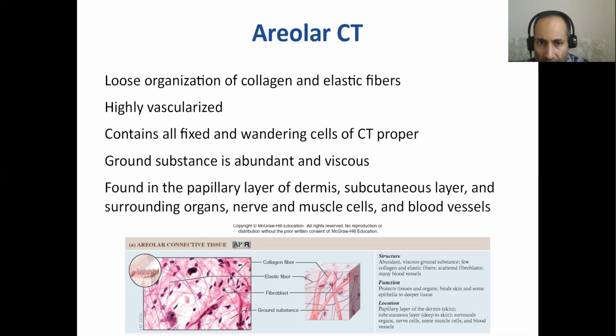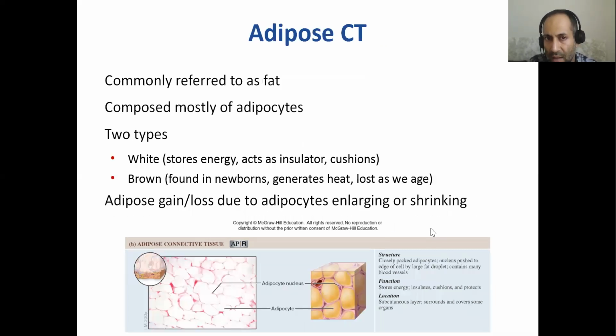It's found in places like the layers of your dermis, just under the skin, nerve and muscle cells, and some blood vessels as well. Adipose connective tissue is fat cells, basically, right? Fat cells are of 2 types, white fat and brown fat. Brown fat is found in infants. You are born with a lot of brown fat because the hypothalamus, your body's own thermostat, is not mature enough to work at that point. So nature has equipped them with this type of fat, brown fat, that regulates the body temperature and prevents heat loss.